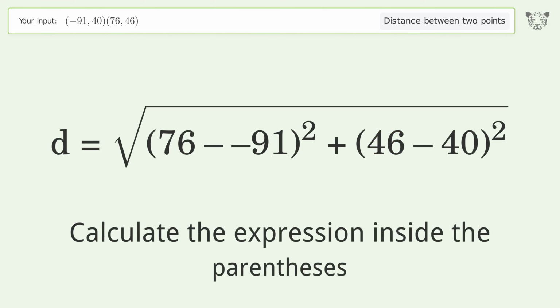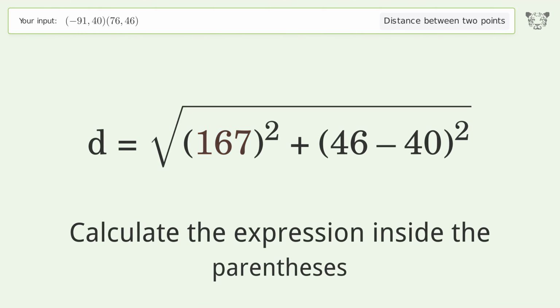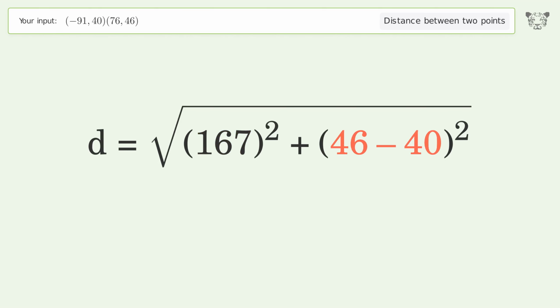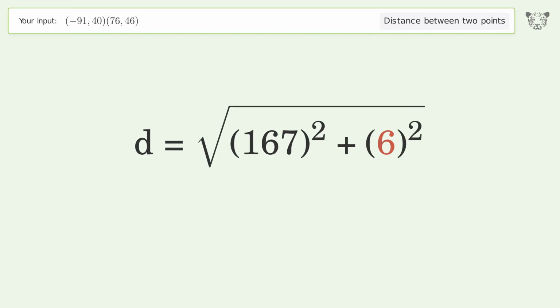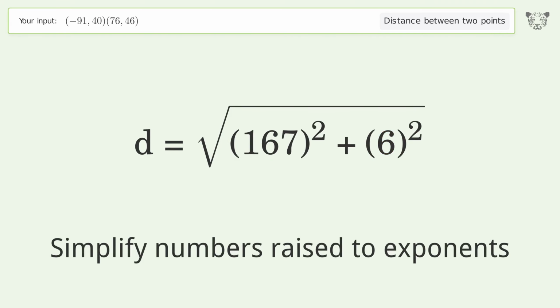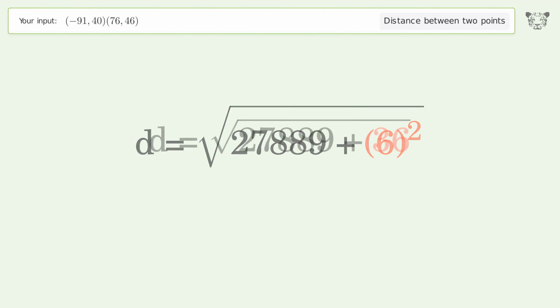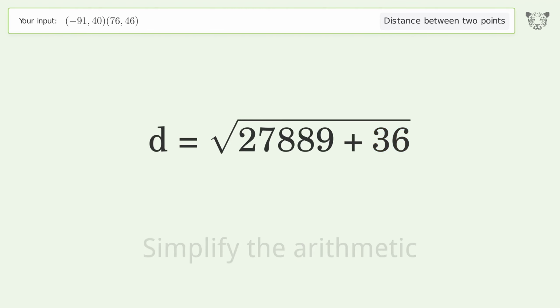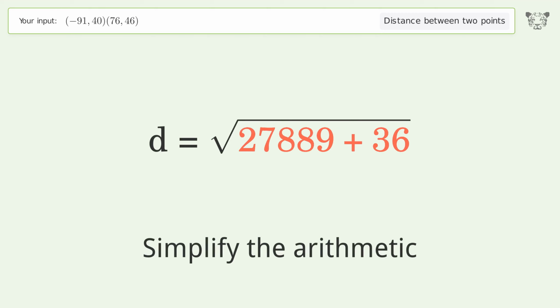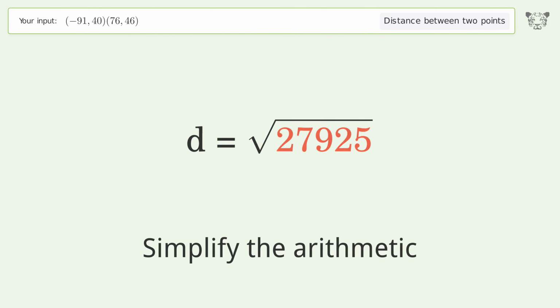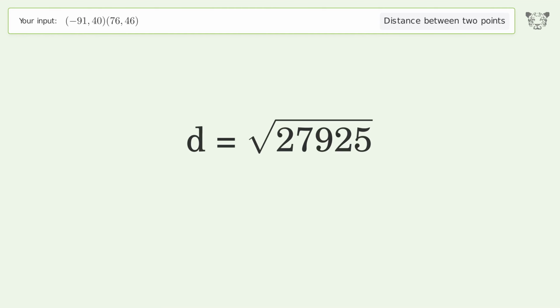Calculate the expression inside the parentheses. Simplify numbers raised to exponents. Simplify the arithmetic. And so the distance between the 2 points is the square root of 27,925 or 167.108.